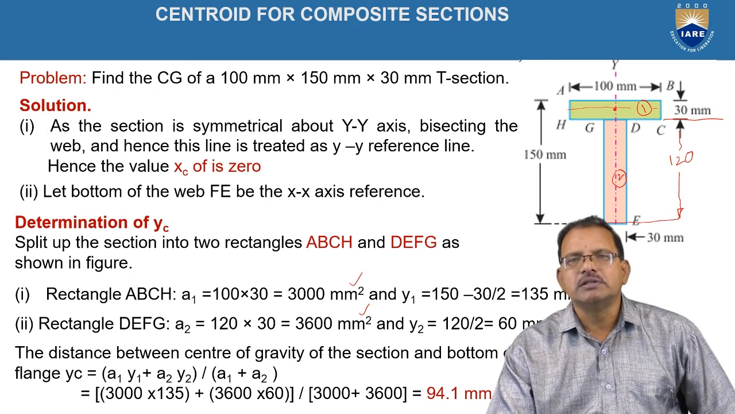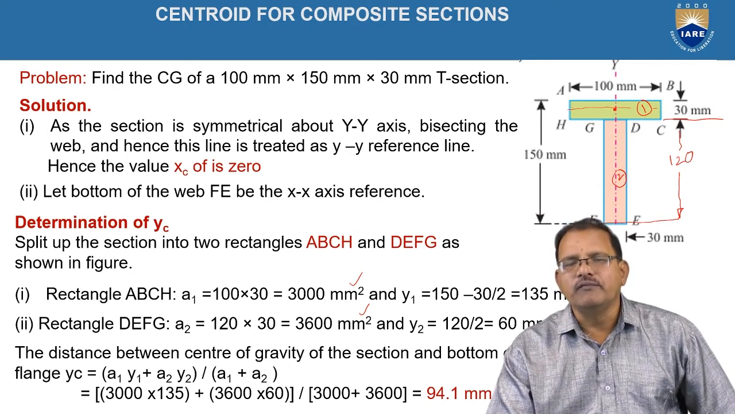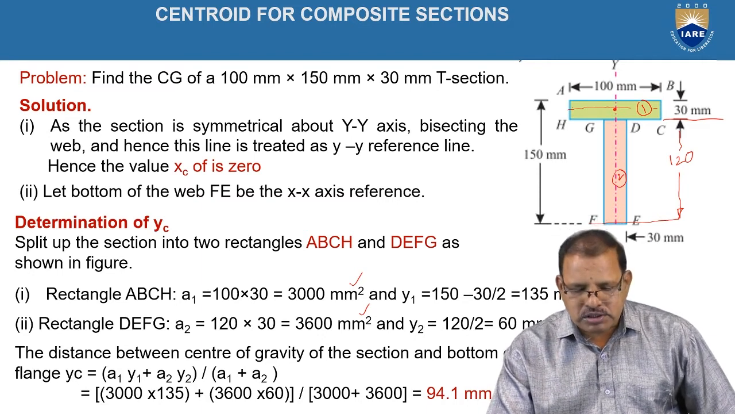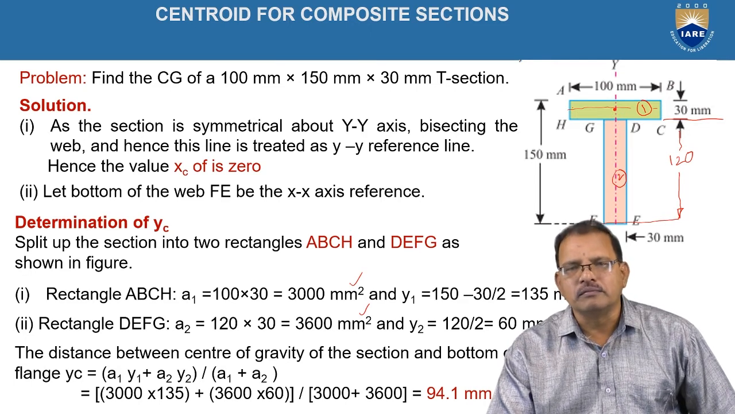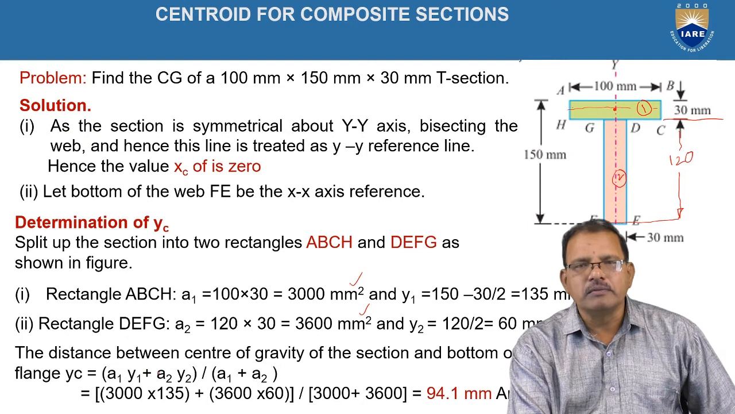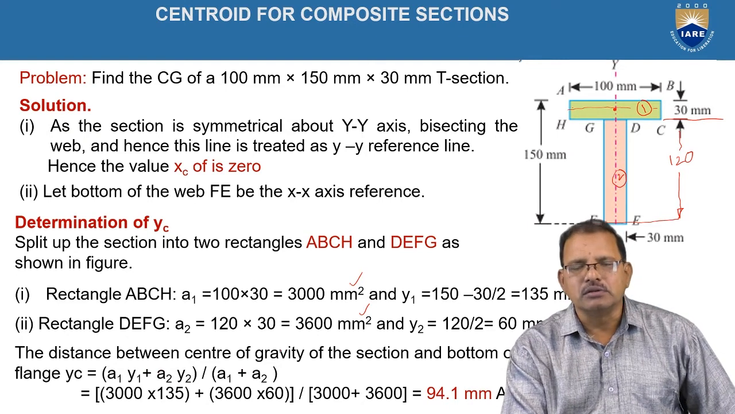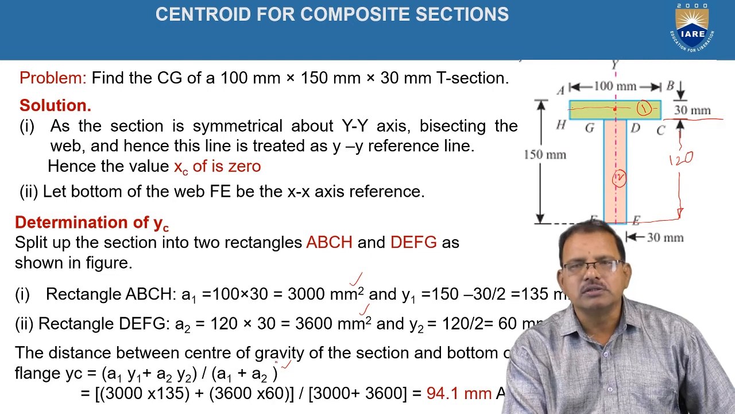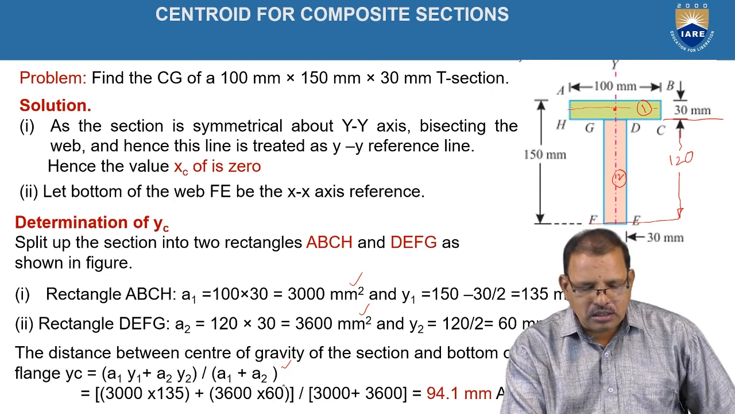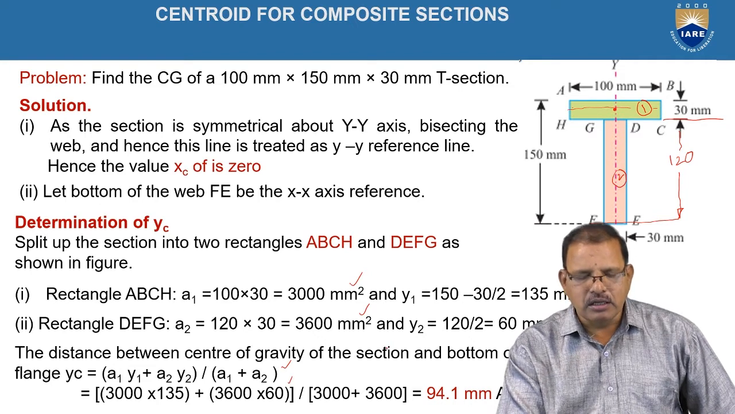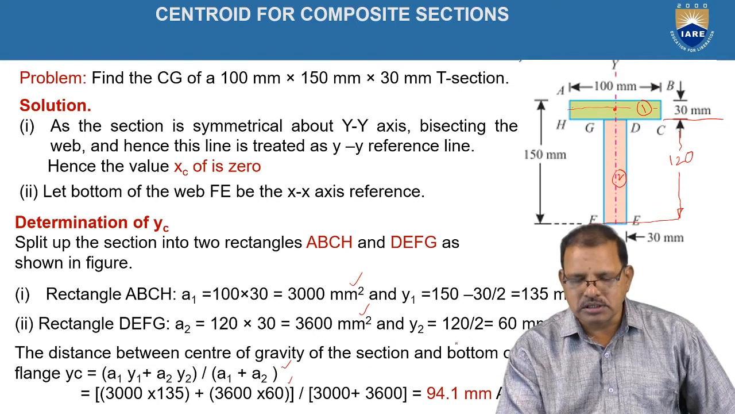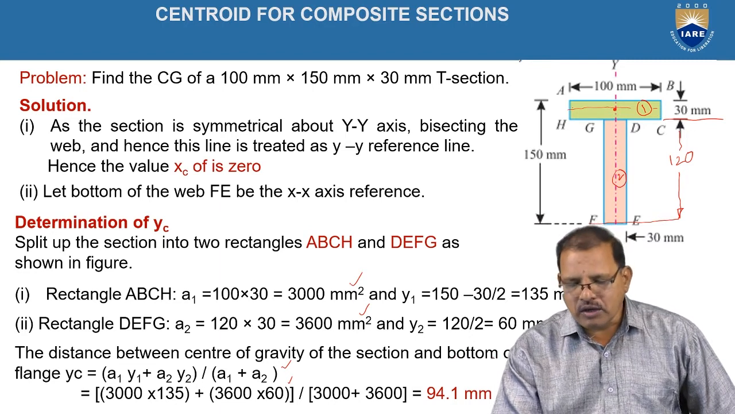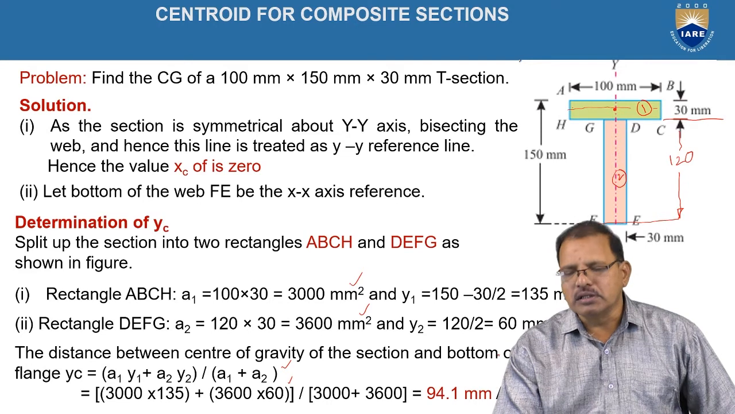This Y1 and Y2 represent the center of gravity of plane figures 1 and 2 with respect to the bottom line. So, the center of gravity of the whole section is obtained according to the method of moments. YC is equal to A1 Y1 plus A2 Y2 divided by A1 plus A2, where A1 is equal to 3000, Y1 is equal to 135, A2 is equal to 3600, and Y2 is equal to 60, divided by A1 plus A2, which is 3000 plus 3600. On simplification, we got 94.1 mm. That is the center of gravity.